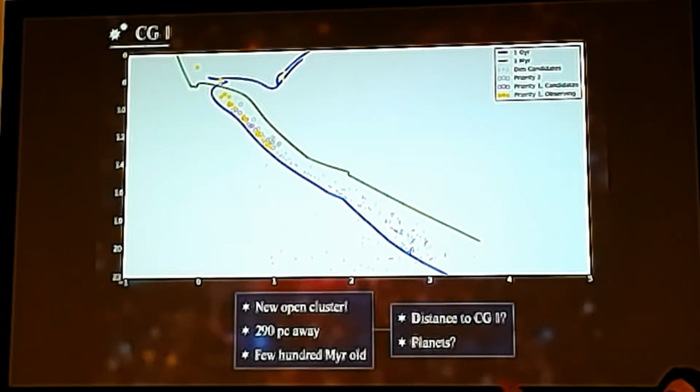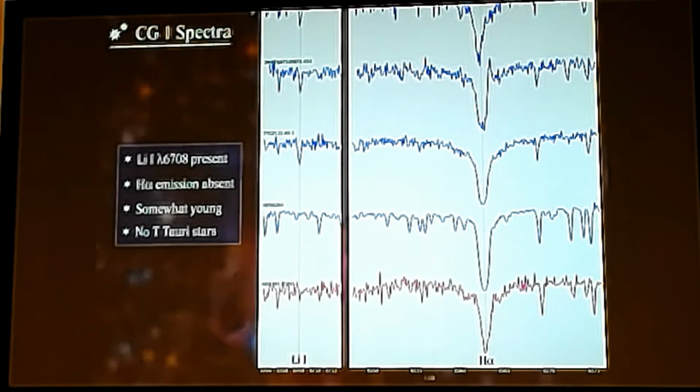And who knows, this might be a good place to look for planets. So still definitely a region of interest. Let's jump right in because we have these spectra. Okay, so what am I showing here? I have lithium here. I have H-alpha here.